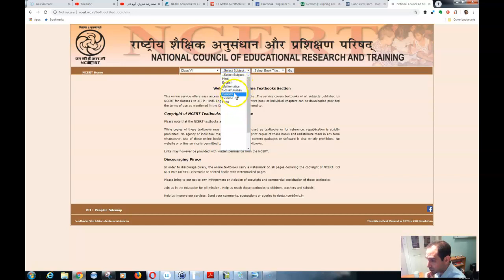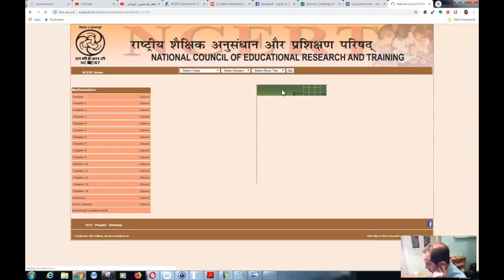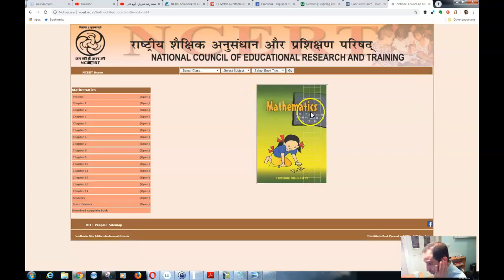Hindi, English, mathematics, social studies, Sanskrit, science, and Urdu. If you're interested in mathematics, these are, I suppose, the same book in three different languages. This is in Urdu, this is in Hindi, and this is in English. If you go for this book, you can see all of the mathematics that you need if you want to become a data scientist, a computer engineer, a software engineer, a physicist, whatever you want to be.